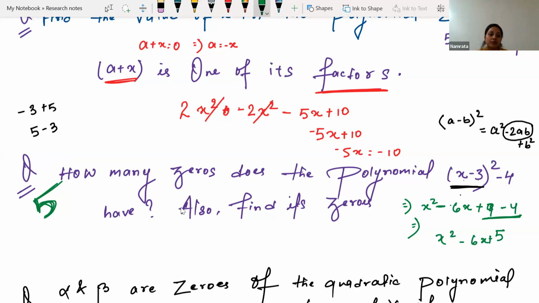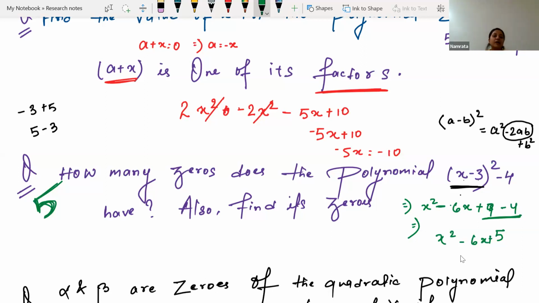So here, if the question says how many zeros does this polynomial have, suppose it is a multiple choice question and the options are 1 zero is there, 2 zeros, 3 zeros will be there, none of these, and all. So you have to say here maximum 2 zeros can be there. Okay. Yes, ma'am.